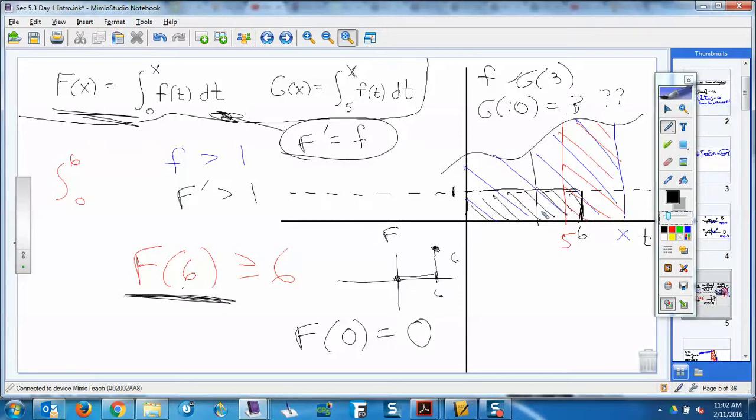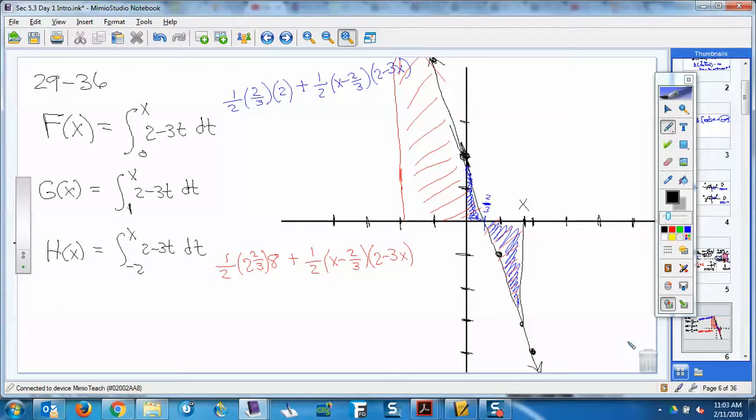Again, this is a speed limit law, but also area. G of 10 would be the area from 5 to 10. So if you go from 5 over here to 10, that's got to be at least how much? 5. Right? And you know that G of 5 is 0. So from 5 to 10, that's got to be at least 5. So could it equal 3? No. Couldn't equal 3. Okay? All right. So those are the things we want to be able to do.